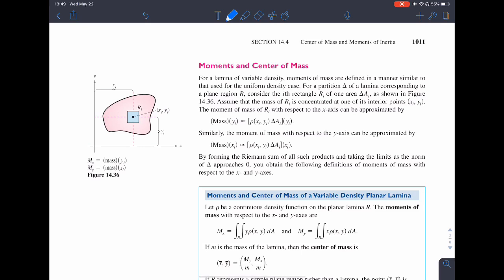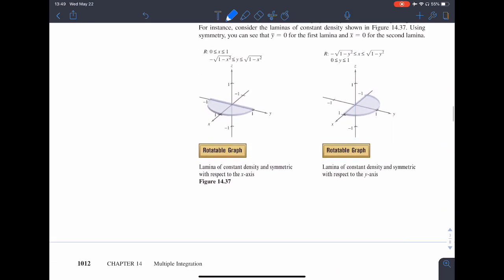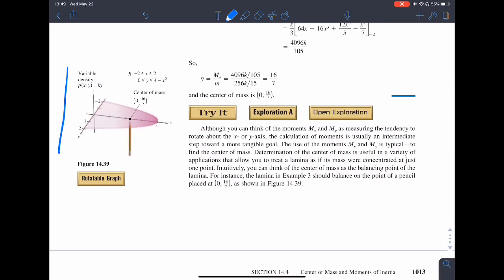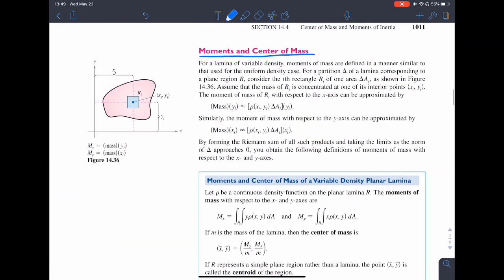And another topic we're going to talk about is the moments and center of mass. The center of mass is the point where we can hold an object, for example, using a pencil to hold the object, and that's the point we want the pencil to be. So here's a figure like this one. If you have a pencil and want to find a point where the object can be balanced by a single point, this point is the center of mass. It's the balancing point of the object.